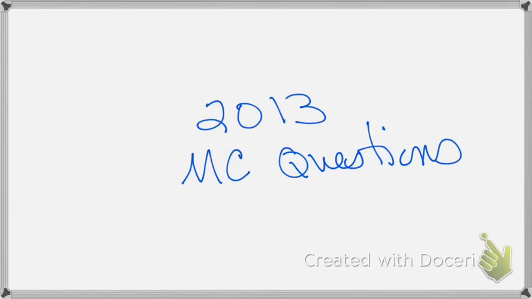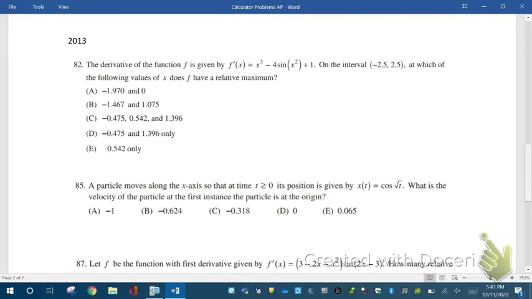Okay, last video, the 2013 multiple choice questions. Same old, here we go. We're looking for a maximum. The maximum would be when the derivative is 0 or undefined and changes from positive to negative. So we're looking for derivative is 0.